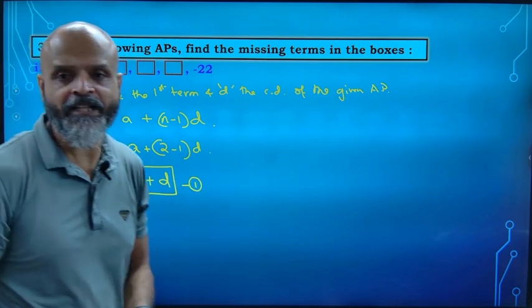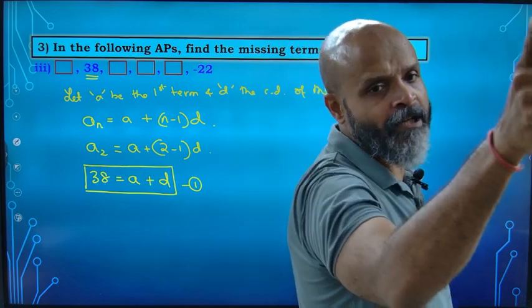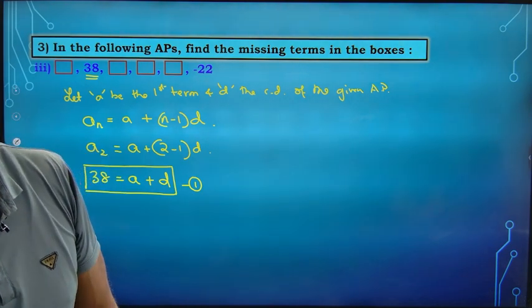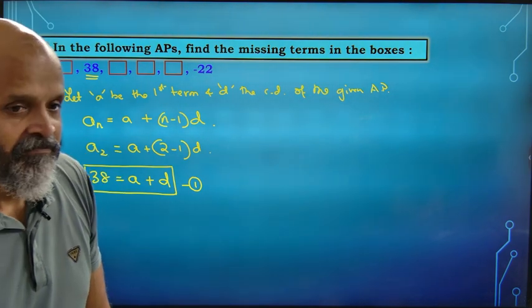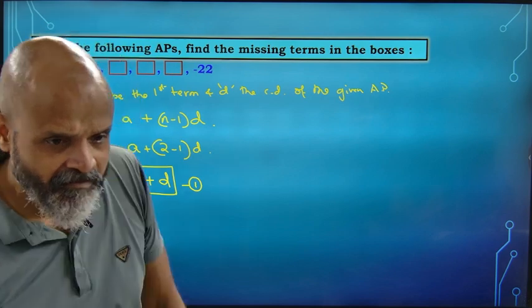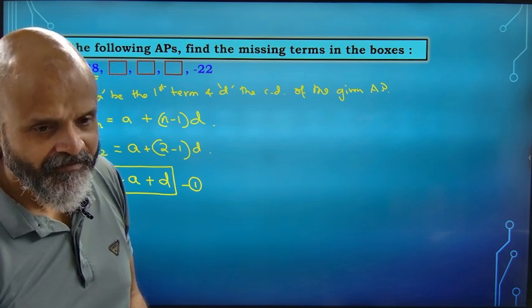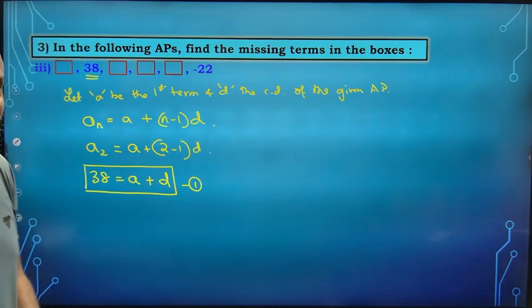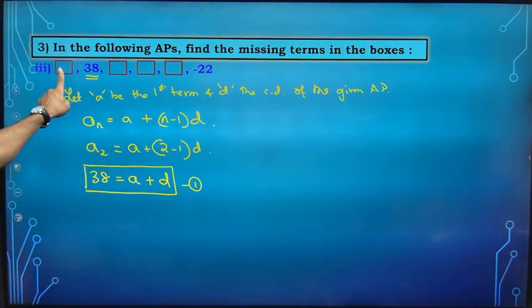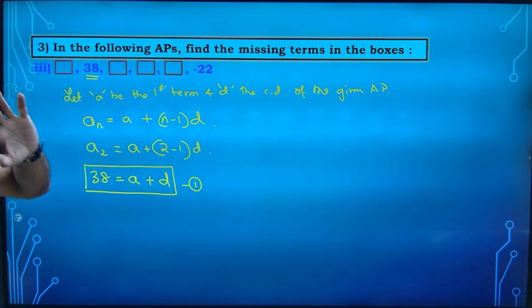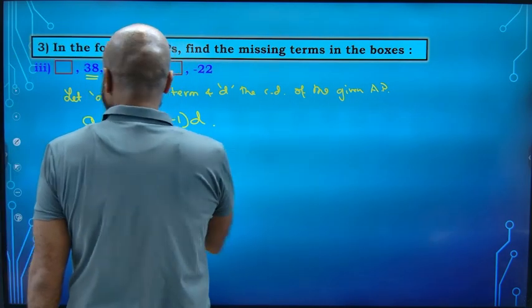Okay, what would be the next equation? Ajay? Next equation. Quick. Arush? Next equation. 1, 2, 3, 4, 5, 6. So this will be A6.